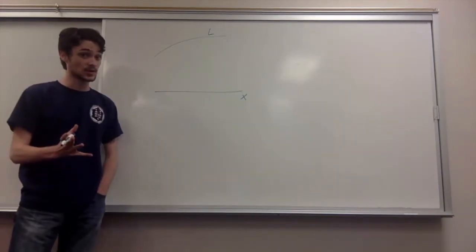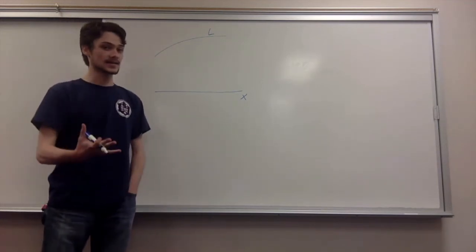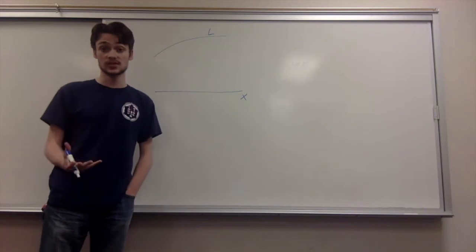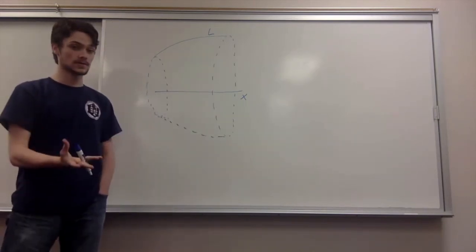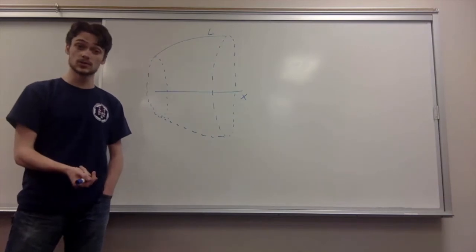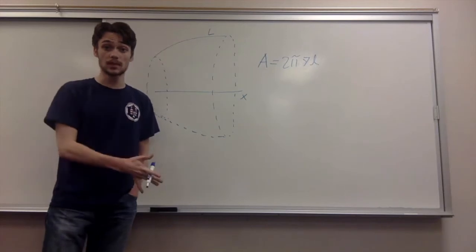Next, let's say that we're given this length L. We want to revolve this length L around the x-axis in order to get some surface of revolution, like so. How are we going to find the area of this surface of revolution? Well, I'm glad you asked. It's going to be equal to 2 pi times y bar times L.